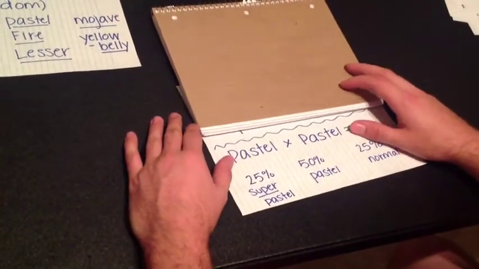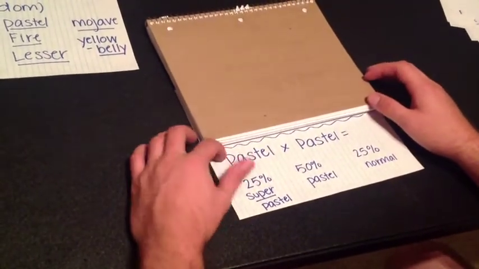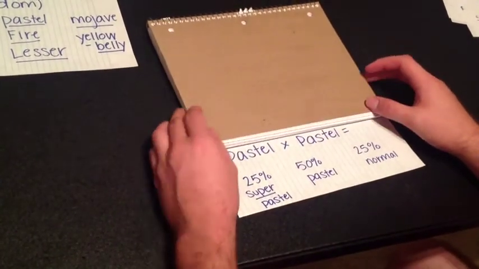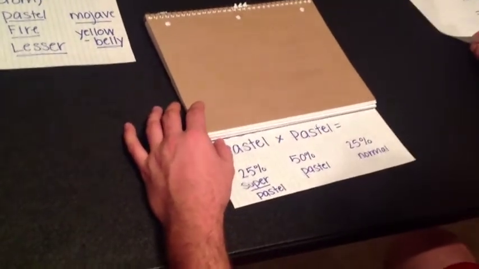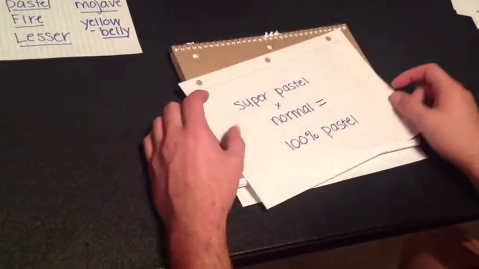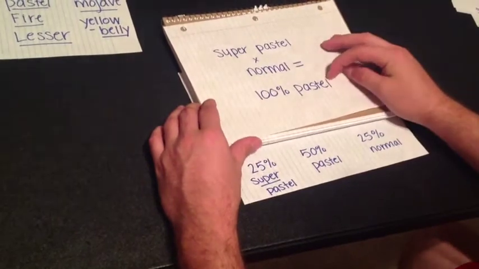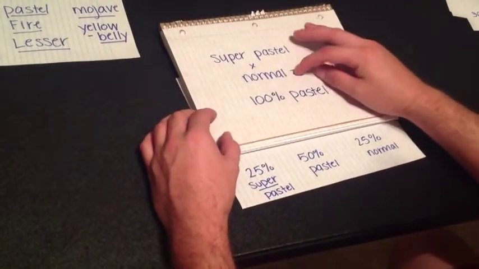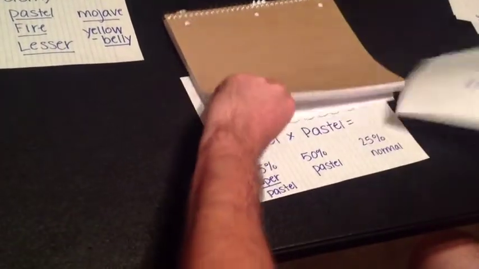So what makes an incomplete dominant incomplete dominant? Anything that makes a super form is an incomplete dominant animal, right? If it doesn't make a super form, then it's considered a dominant trait. Alright, so if you have a super form and you breed it to a normal, 100% of the babies are going to be whatever gene the super form is. So in this instance, if you breed a super pastel to a normal, 100% of the babies are going to be pastel.